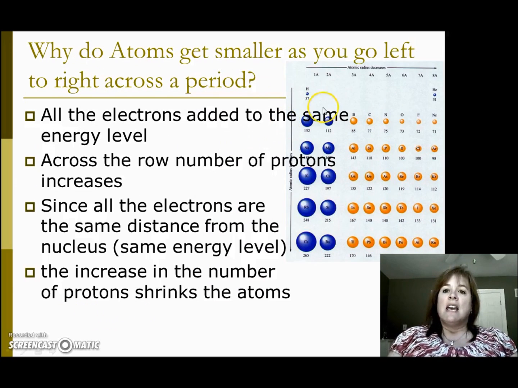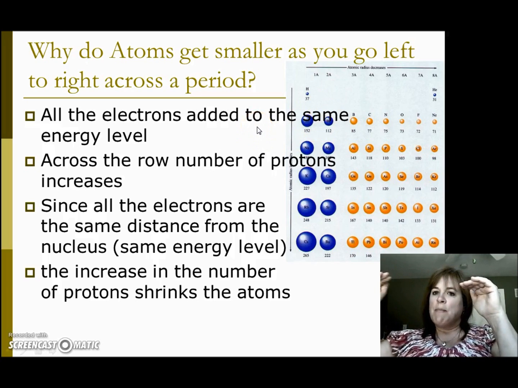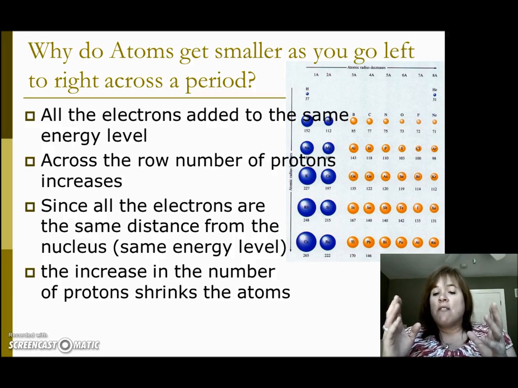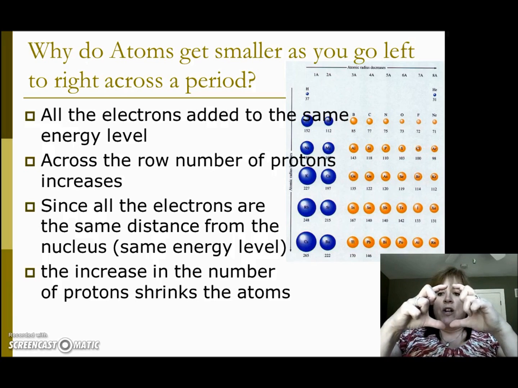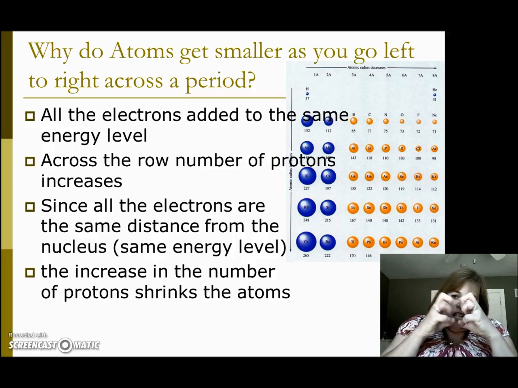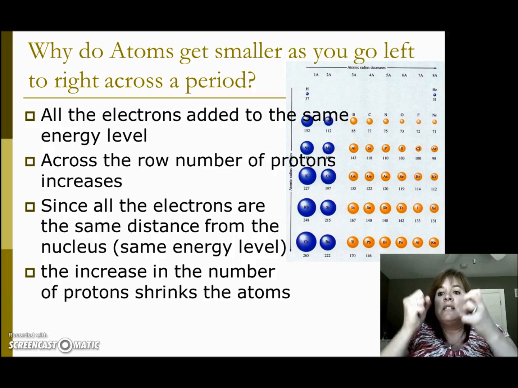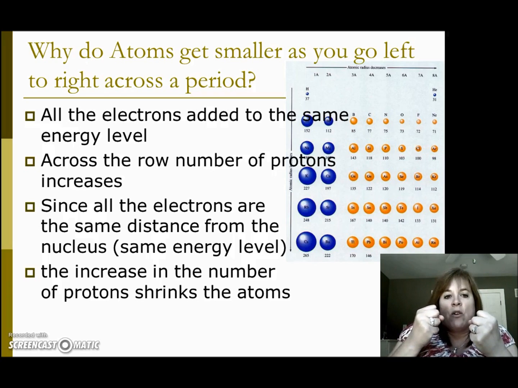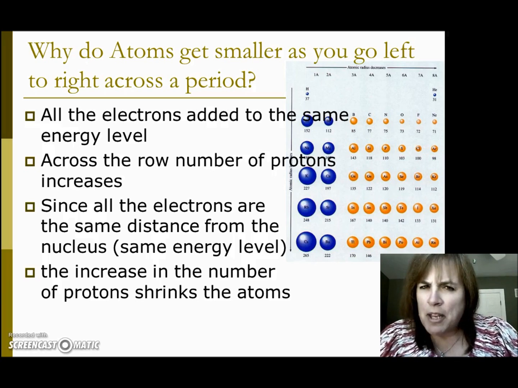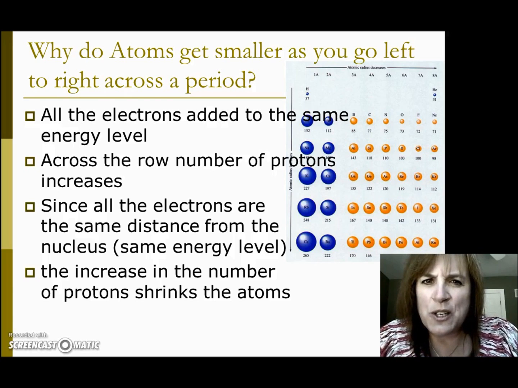Well, the crazy thing is that as we add electrons to that same outer energy level, staying in that same row, the number of protons also increases, but protons and electrons have opposite charges. So while we're adding more electrons to the same shell, the same distance, those protons inside are pulling tighter and tighter on those electrons. Because as we add protons, we add the attractive power of the nucleus, it actually shrinks the atoms and makes them smaller. Pretty interesting, but something you're probably going to have to remember because it seems counterintuitive.